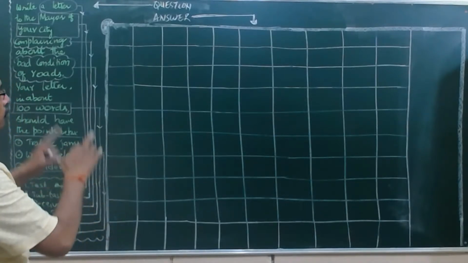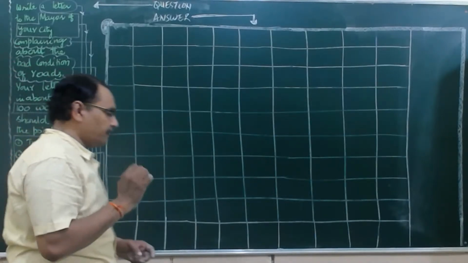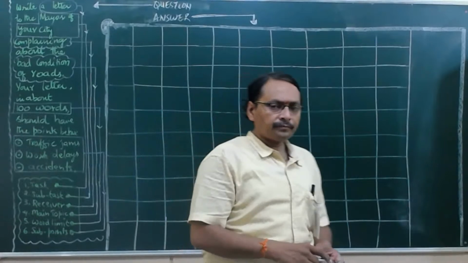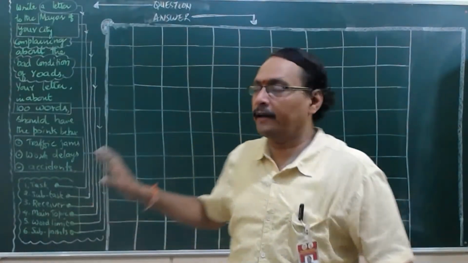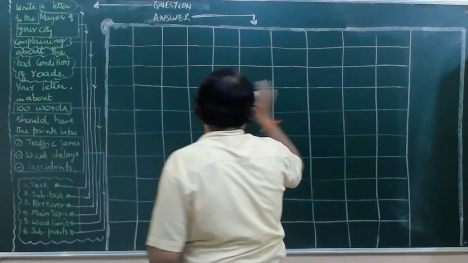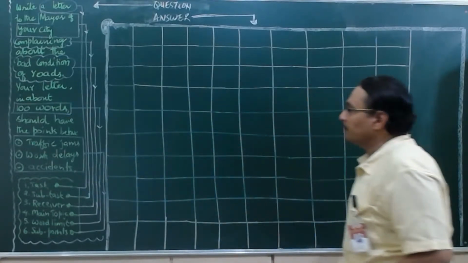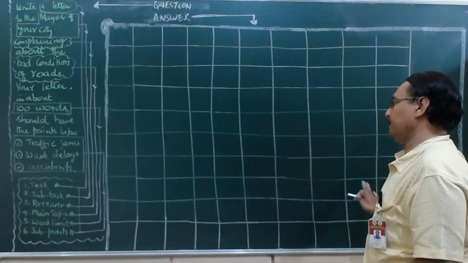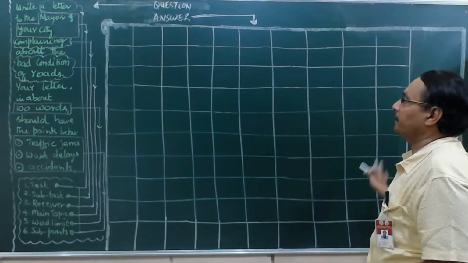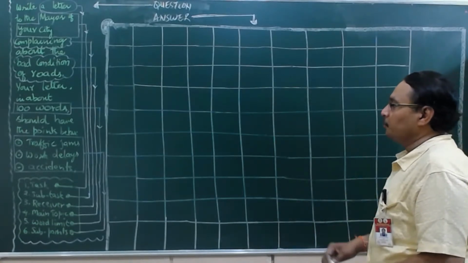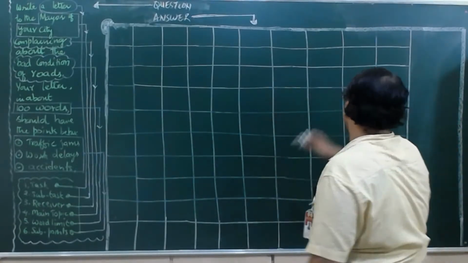Now let me come to this particular table. I'm answering that one. See, the task is around 100 words. So you have got some 100 blocks here. I have drawn a table with 100 units in it. So 10 this side and 10 this side.